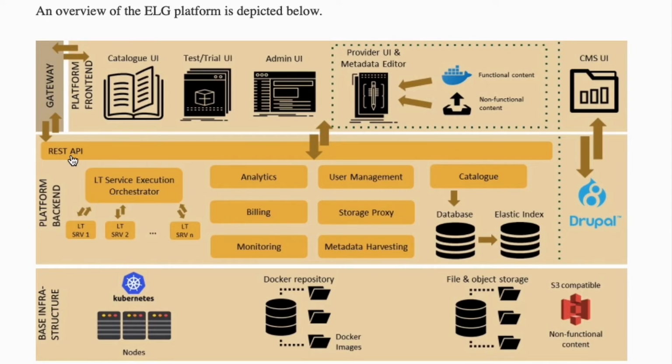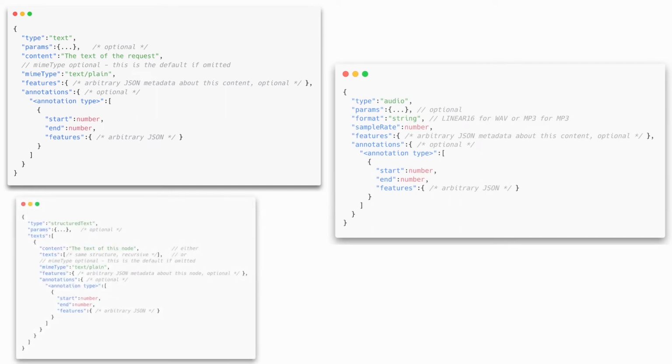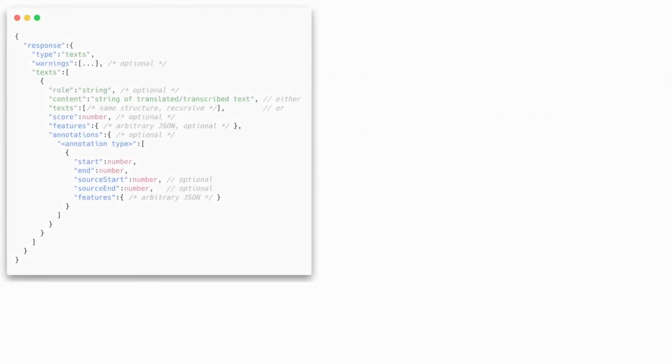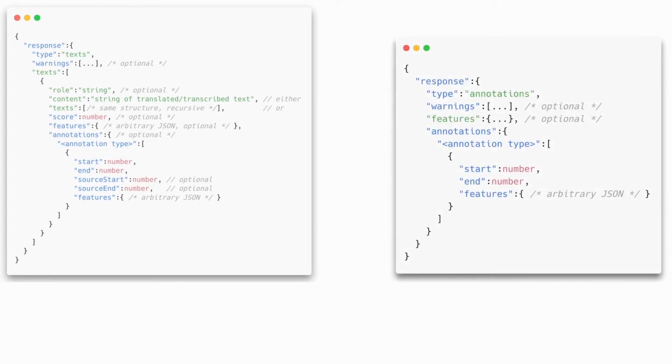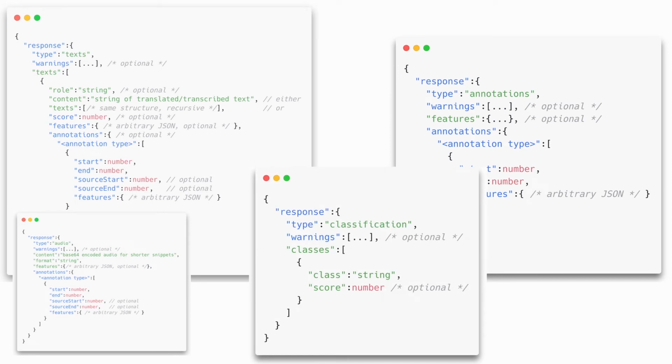An ELG service must be compliant with the internal LT Service API specifications and use specific JSON format request and response messages in order to communicate with the LT Service Execution Server. There are 3 types of request messages: a text request, a structured text request, and an audio request. For the responses, the ELG works with 4 different types: annotation responses, classification responses, text responses, and audio responses.